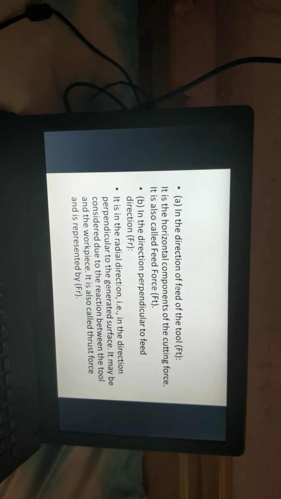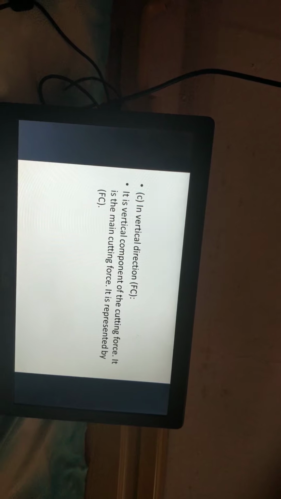In the direction perpendicular to the feed direction, that is Fr, it is in the radial direction and perpendicular to the generated surface. It may be considered due to the reaction between tool and workpiece, and is also called the thrust force, represented by Fr. And the vertical component of the cutting force is the main cutting force, represented by Fc.